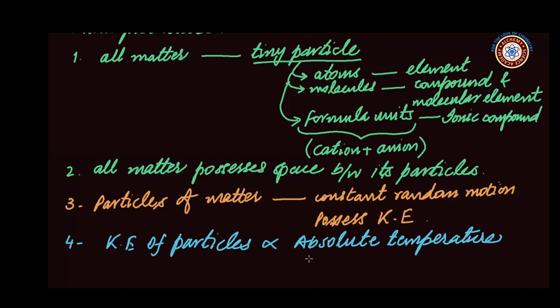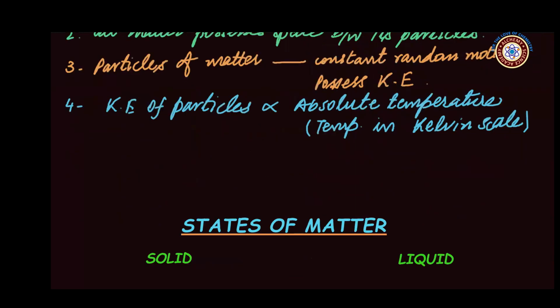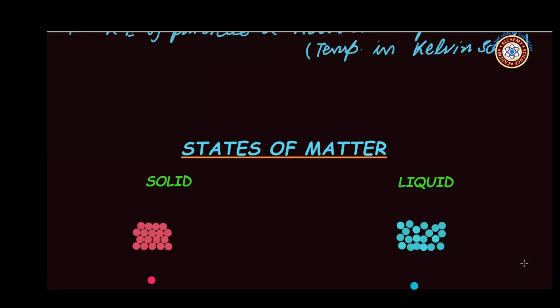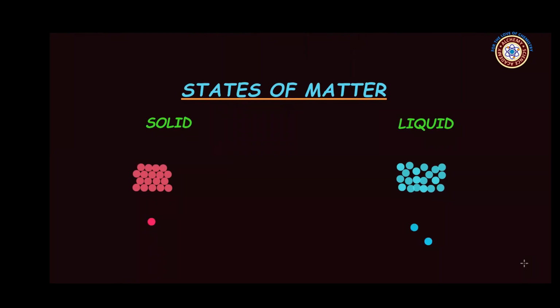Absolute temperature is actually temperature in Kelvin, or temperature on the Kelvin scale. So it means that the higher the temperature of matter, the higher the kinetic energy of its particles, and vice versa. The kinetic energy of particles varies linearly with the absolute temperature. An increase in temperature increases the kinetic energy of particles, and a decrease in temperature decreases the kinetic energy of the particles of matter. Now let us move on to the comparison between the physical properties of states of matter.